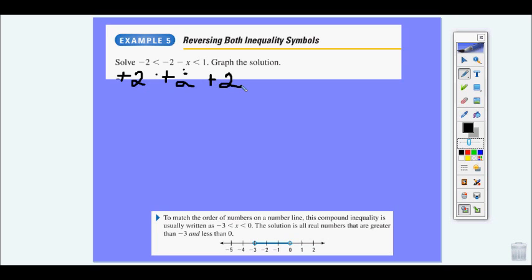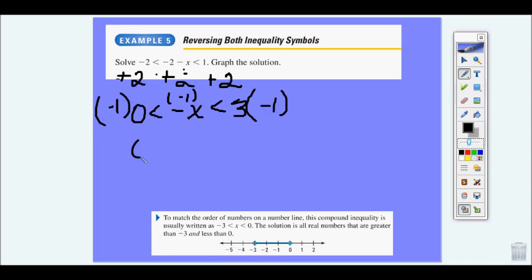So now I have negative 2 plus 2 is 0. Only doing addition right now, so I don't need to worry about any other reversing of the signs. Now, the problem here is I have a negative x, so I need to multiply each part by a negative 1. Because I'm multiplying by a -1, that means I'm going to reverse my symbols. So now I have 0 times -1 is still going to be 0. Reverse that sign though. Negative x times -1 is going to give me x. And 3 times a -1 is going to give me -3.